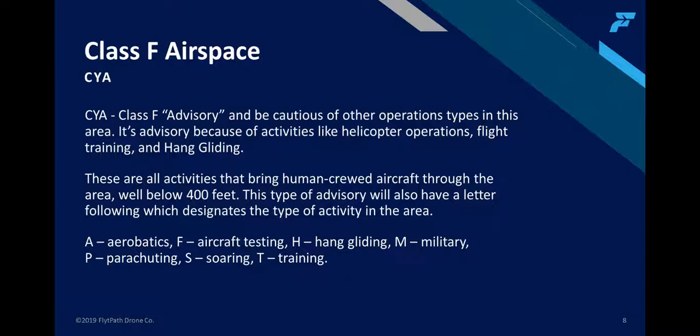And this type of advisory will also have a letter following, which designates the type of activity happening in the area. Below I've listed all of these, so A is for aerobatics, F is for aircraft testing or flying, H is for hang gliding, M is for military, P is for parachuting, S is for soaring, as in gliding, and T is for training.